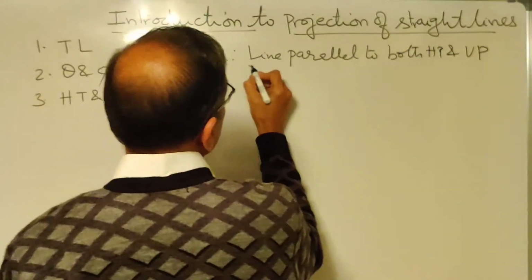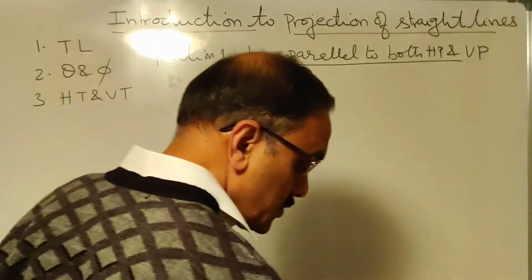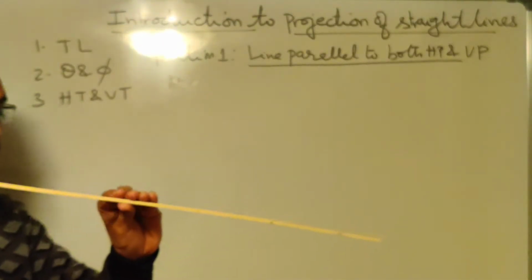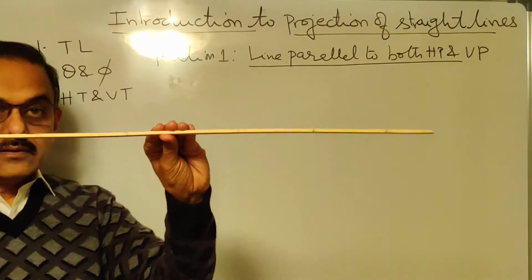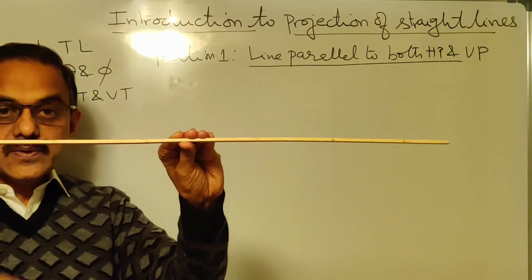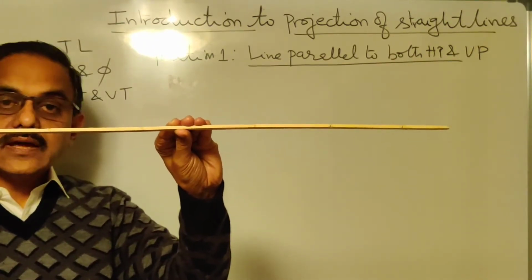This is the first position of the line, position 1. Now let me show that position to you. If you consider this to be a line, I am keeping the line in this position. Is the line parallel to HP? Yes, it is. How do you say that?